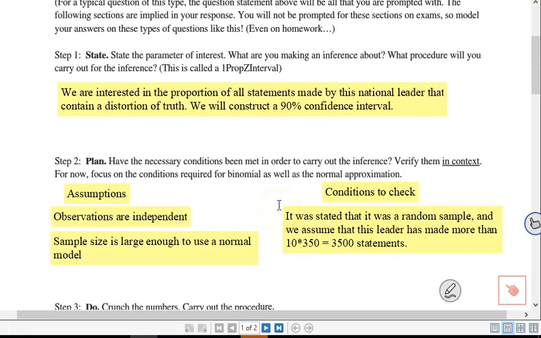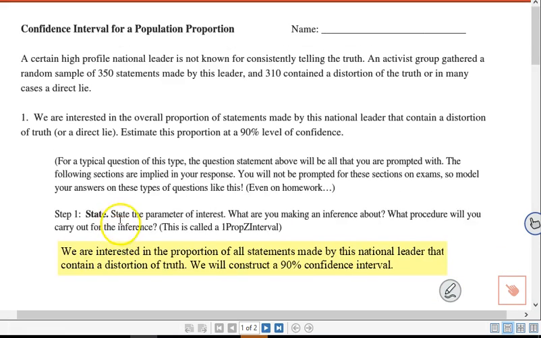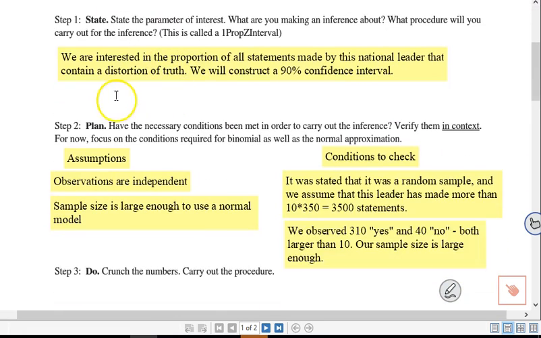Next, we need to check if our sample size was large enough, and we want it to be large enough so that we can use a normal model, the normal distribution. In this context, that means that we need to be able to expect at least 10 yeses and 10 nos. So of the 350 statements, we observed 310 yeses and 40 nos. Both of those are larger than 10. So our sample size is large enough.